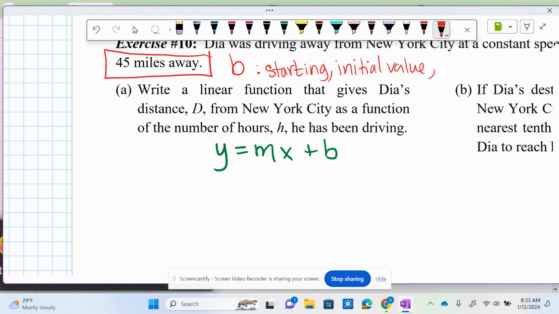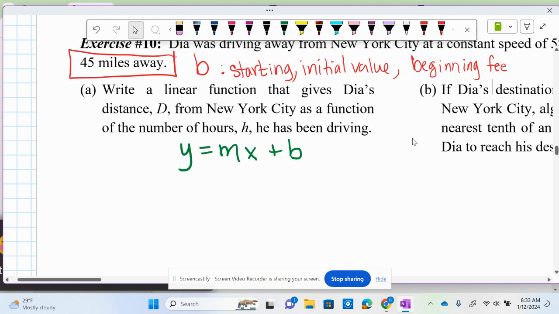Or sometimes it might say beginning fee. Those are all the ways that B can be represented in a word problem: starting, initial value, or sometimes beginning fee. Those are the words that represent the variable B. So I know that B is going to equal what value? How far away was I from the city when I started, Seamus? 45. Thank you. B is 45.